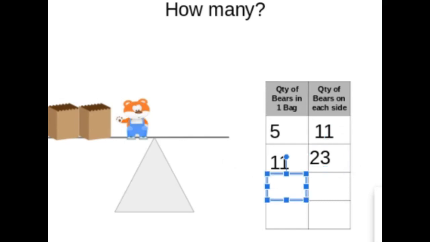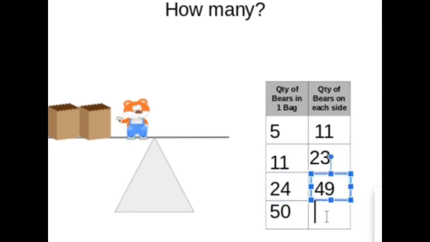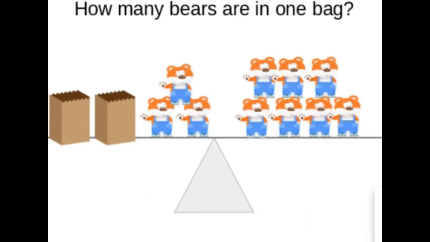Let's say that we've got 24 bears in a bag. If I got 24 bears in a bag, how many bears would I have on each side? 50 bears in a bag. So how many bears would I have on each side? 101, you're absolutely right. How many bears are in one bag?